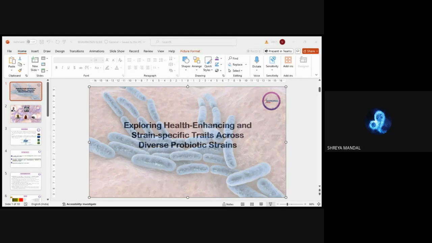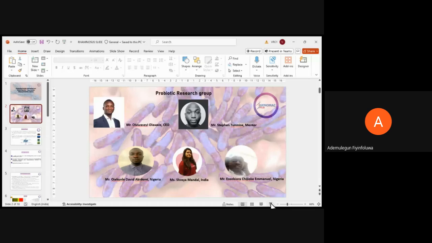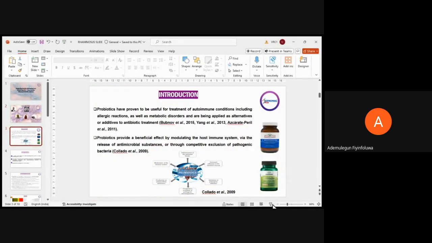Sorry, Miss Shreya, your slide is not moving. It's still on the first page. Please kindly rectify that. Thank you. Am I on the second or third page? You're still on the first page. Please kindly rectify that. Is it visible now? Yes, it is. You can go ahead.